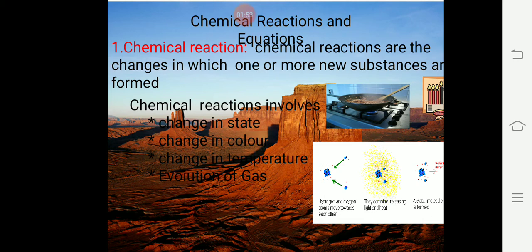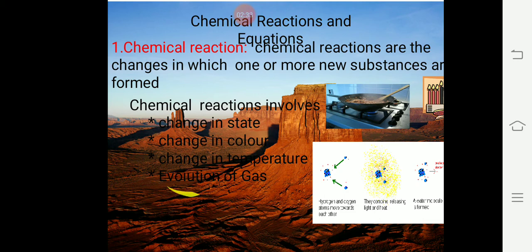Okay, next, chemical reactions involve which factors? First one, change in state. It changes state, that is solid to liquid, liquid to gaseous state. And the next one is change in color. For example, pink color changes into some other color. This is also called a chemical reaction. Next, the third one is change in temperature. When a chemical reaction occurs, the temperature also changes. This is also called a chemical reaction.